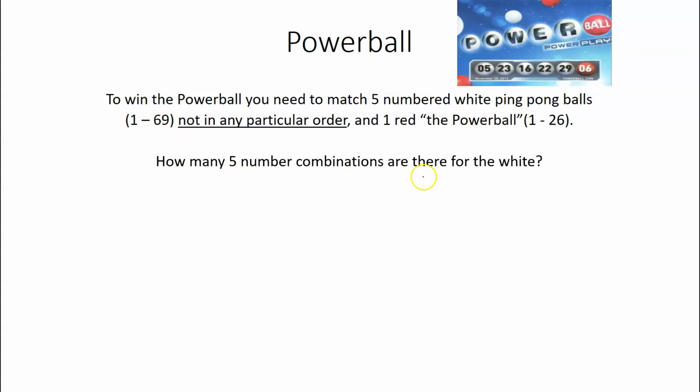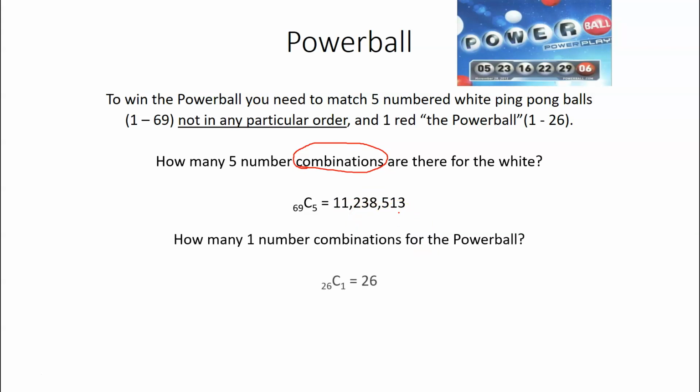How many number combinations are there for the white? Okay, well, it's kind of given away here. Again, I'm sort of giving away the answers, but it is a combination because the order they come up in does not matter. So there's 69 ping pong balls taken 5 at a time. So 69 choose 5. Big number, over 11 million different ways that could happen. And then for the Powerball, the red one, it's 26 choose 1. Well, that's actually just 26 then. Anytime that this is a 1, it's just going to be the big number.